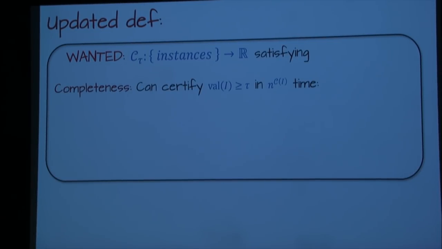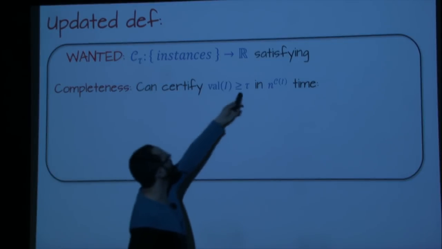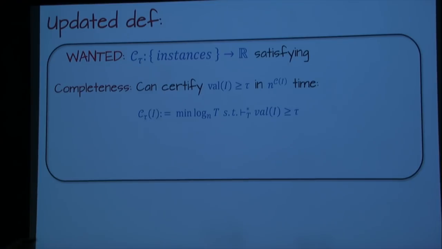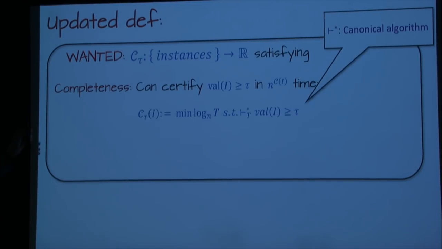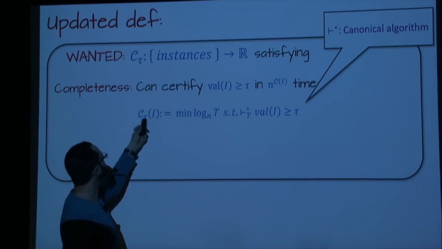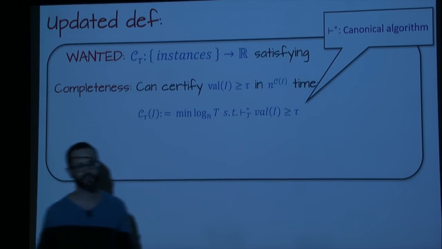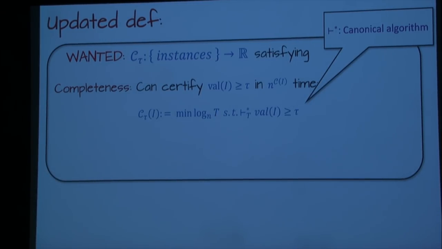We want that we can certify that the value is at least tau in this c tau I time. And so the way we will write it is that we have some kind of canonical algorithm that comes from this completeness condition, or proof system, you can think of it. And basically c tau I will be the minimum log of the time that it takes to certify. So you can think of it as the length of the proof, or the time to produce it.